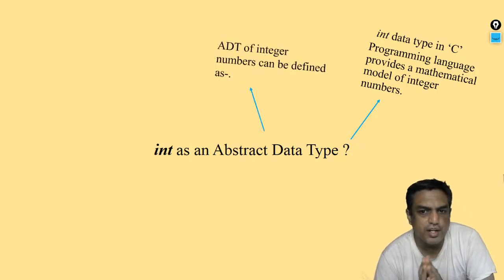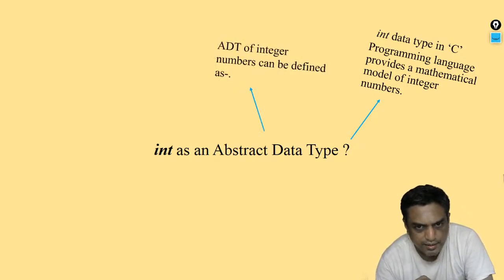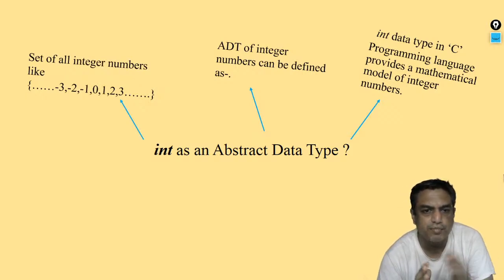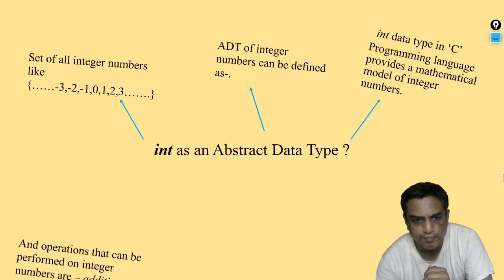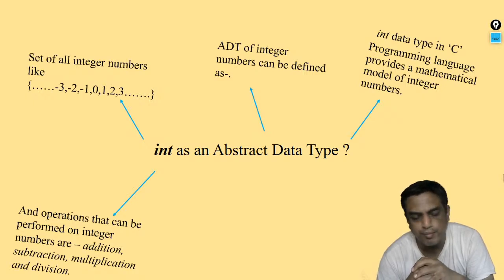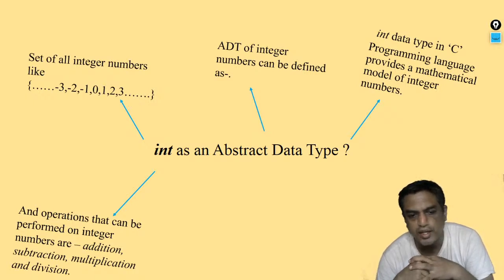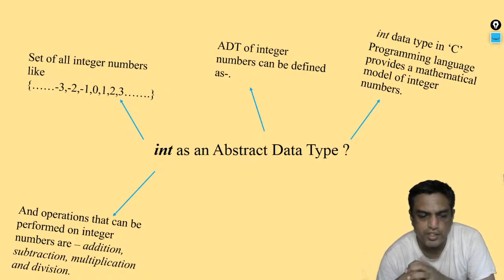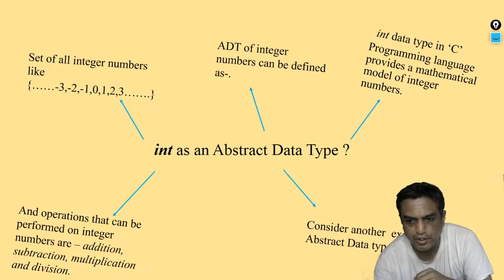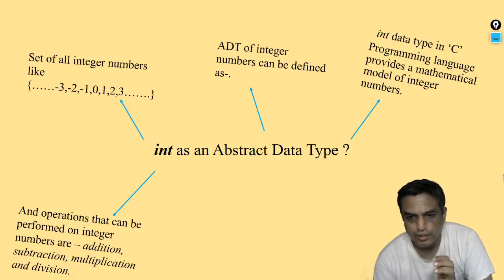The ADT of integer numbers can be defined as the set of all integer numbers, from minus infinity to plus infinity, and the operations that can be performed on integer numbers are addition, subtraction, multiplication and division. These are the operations which I can perform on an integer number. I hope you understand int as an abstract data type.